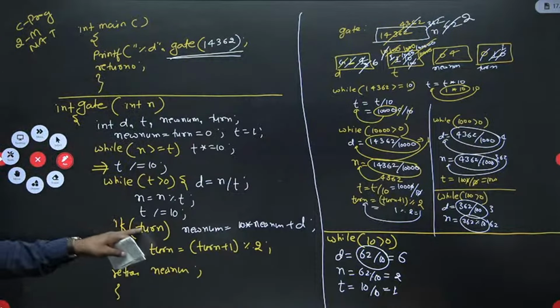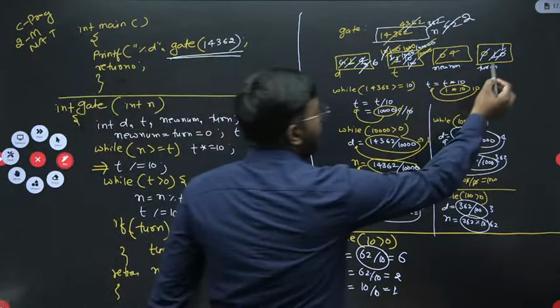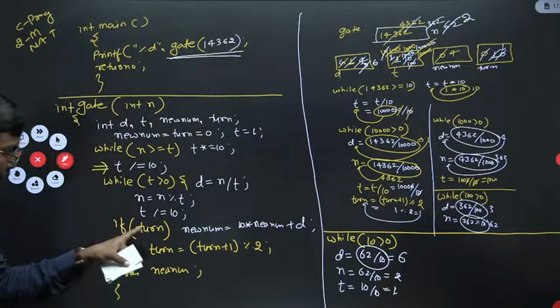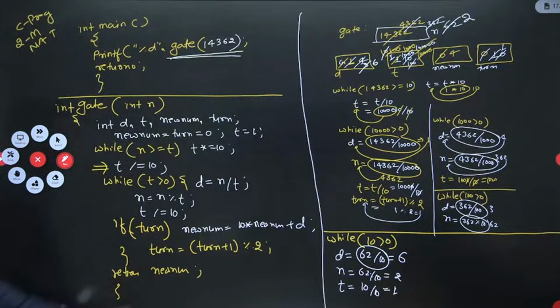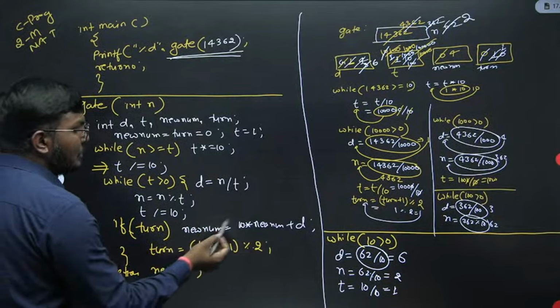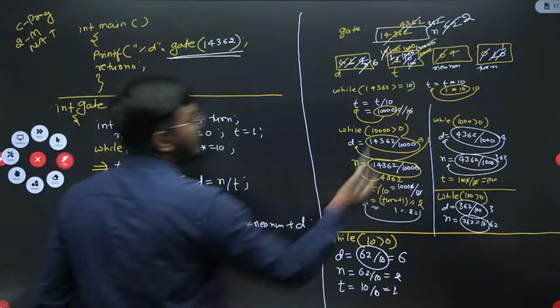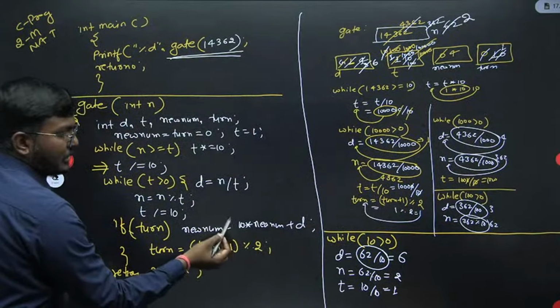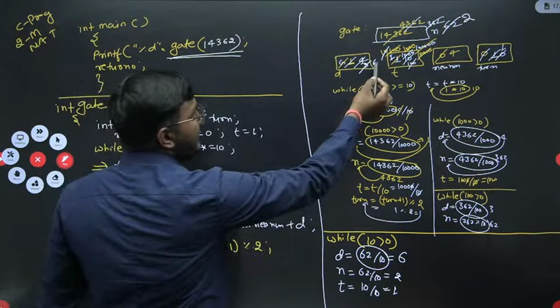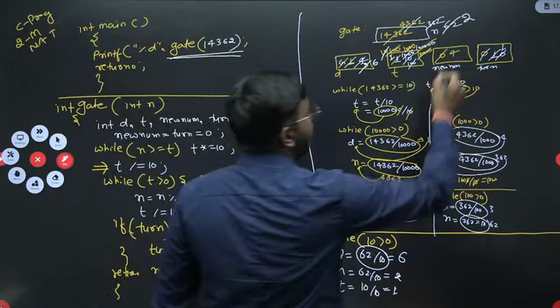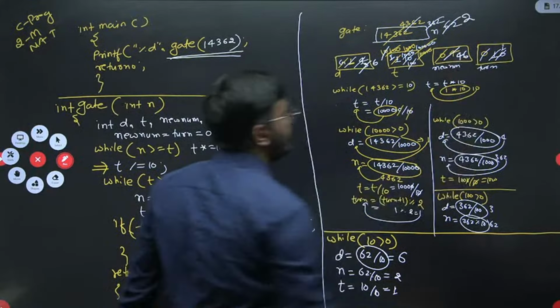Now after this, again take the turn here. What is turn? Turn is nothing but 1 only. If the condition is true, then update the new num here. What is new num? New num equals 10 into new num. What is the current new num value? It is 4. So 4 into 10 is 40, plus d. The d value is 6. So this becomes 46. Here this new num becomes 46.